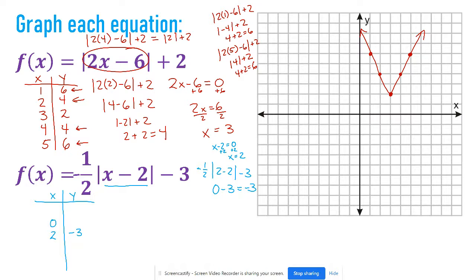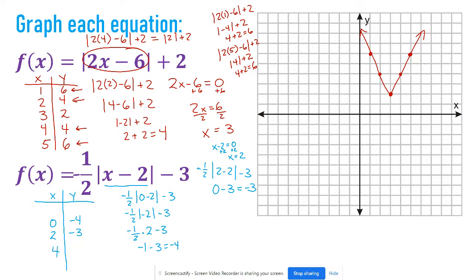So I'm going to plug a 0 in for x this time. So I got negative 1/2 times 0 minus 2, and then minus 3. Well, 0 minus 2 is negative 2. But since we take the absolute value, that's going to become positive 2. So I have negative 1/2 times positive 2, and then minus 3. Negative 1/2 of positive 2 would be negative 1. We'll have negative 1 minus 3, and that's going to give us negative 4. So 0 puts us at negative 4.